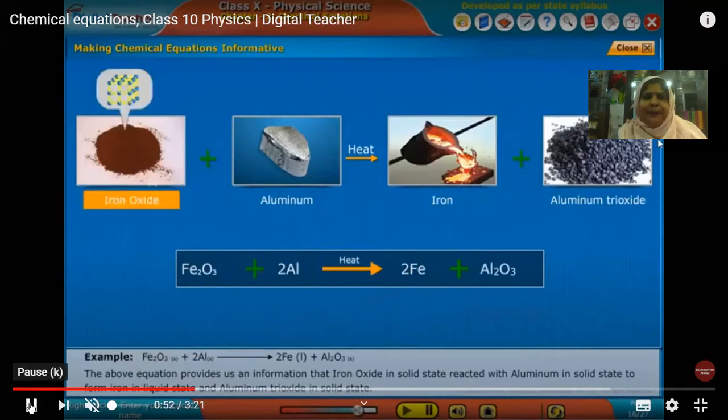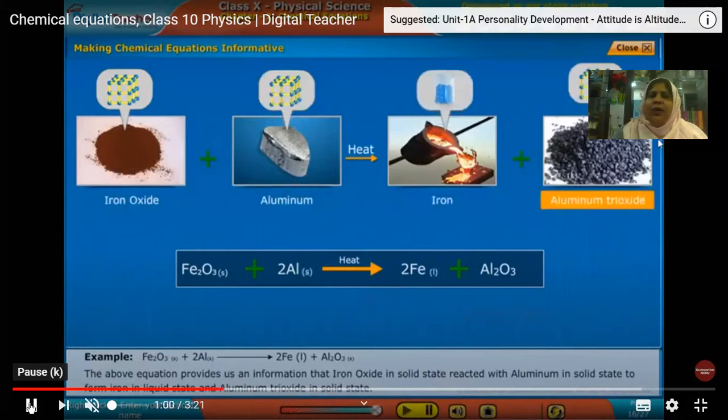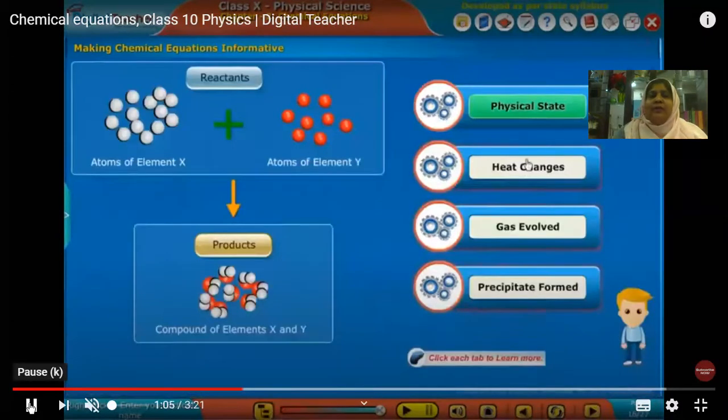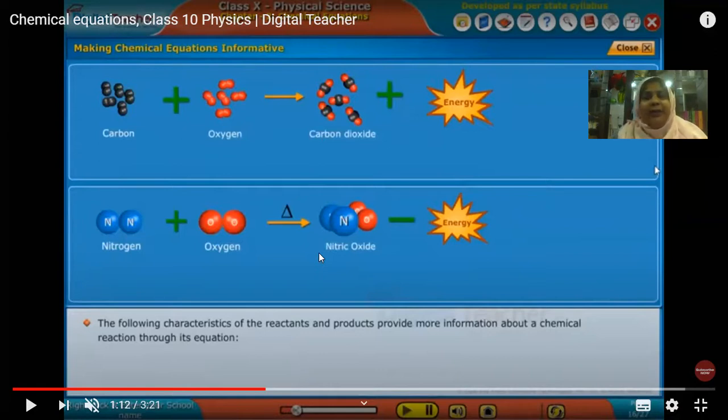Now, what do we see is iron oxide and aluminum giving rise to two molecules of iron and aluminum trioxide. So these were in different states: gaseous, solid and liquid. Now, what is happening here is energy. I was talking to you about exothermic and endothermic reactions. Don't forget the small activity which I have given you. I wanted you all to message me whether photosynthesis is an exothermic or an endothermic reaction, and what type of reaction respiration is, whether it is exothermic or endothermic.